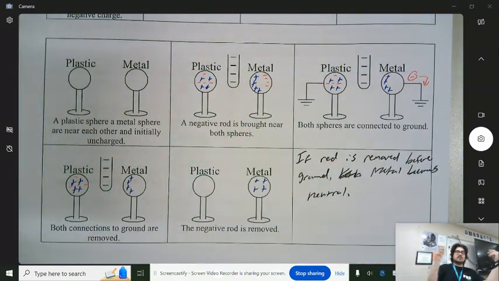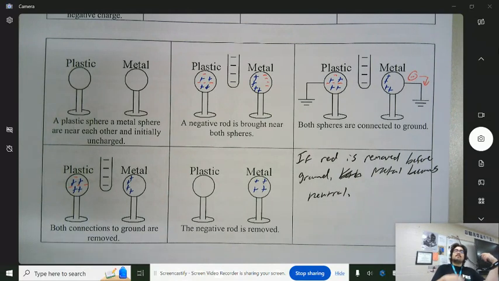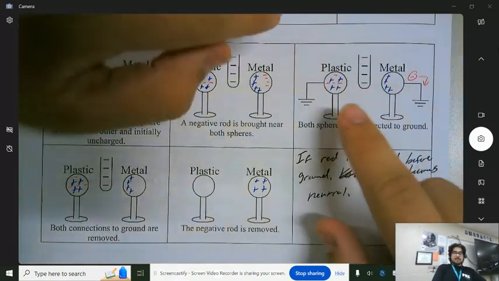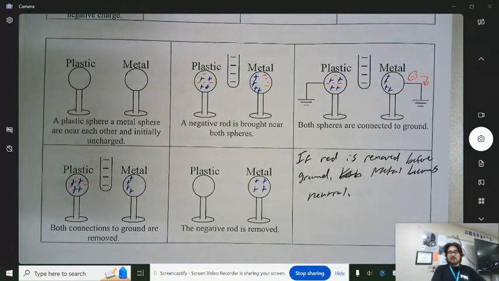The metal sphere charges are going to shift around so that the opposite charges are attracted to the rod. The plastic sphere, they're just going to be chilling. They're not really going to do anything, okay? If you ground both spheres, okay, the plastic sphere, nothing's going to happen because the charges can't move around, okay?